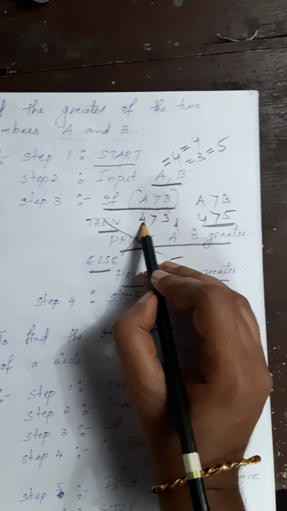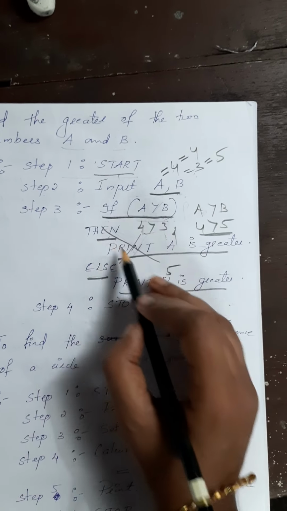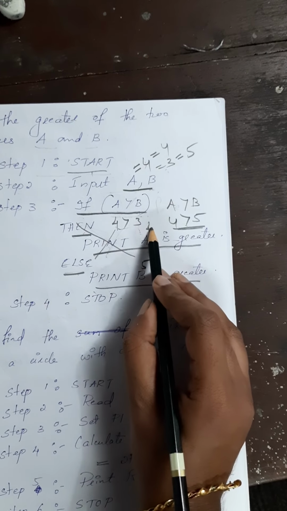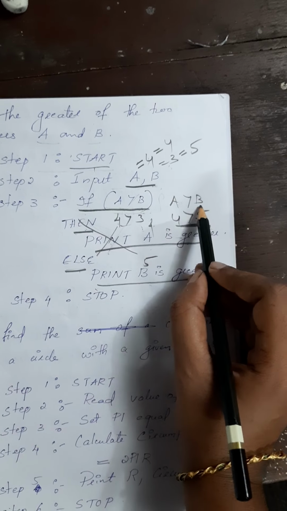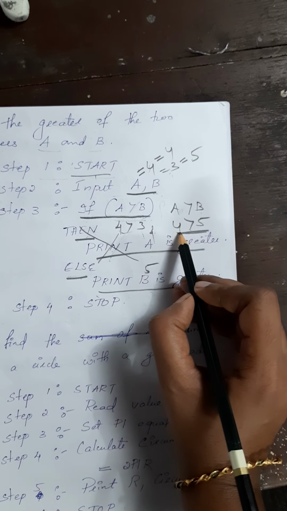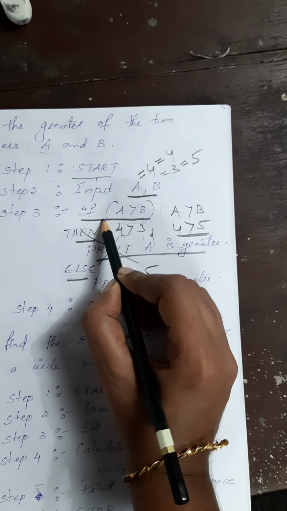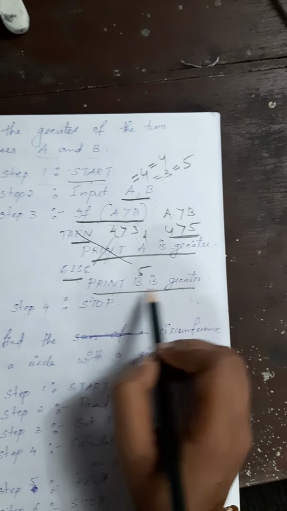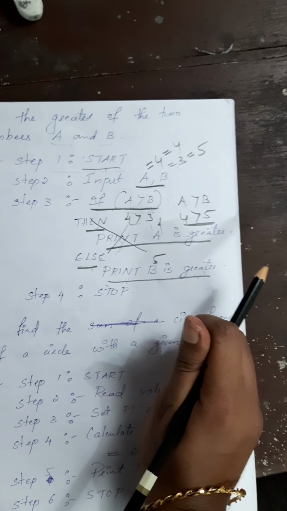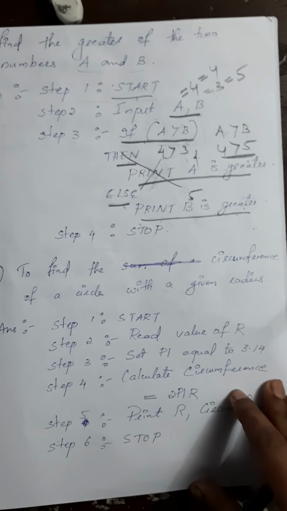And let me explain with example. A value is 4 and B value is 3. 4 greater than B, the statement is true. Then we will print A is greater. That is, we will print 4 is greater. And another example, let A value be 4 and B value be 5. We know that this statement is false. 4 is not greater than 5. If this particular statement becomes false, then we'll skip this part and we'll come to the else part and we'll print B is greater. That is, we'll print 5 is greater. So this is the third algorithm for finding the greater between two numbers.